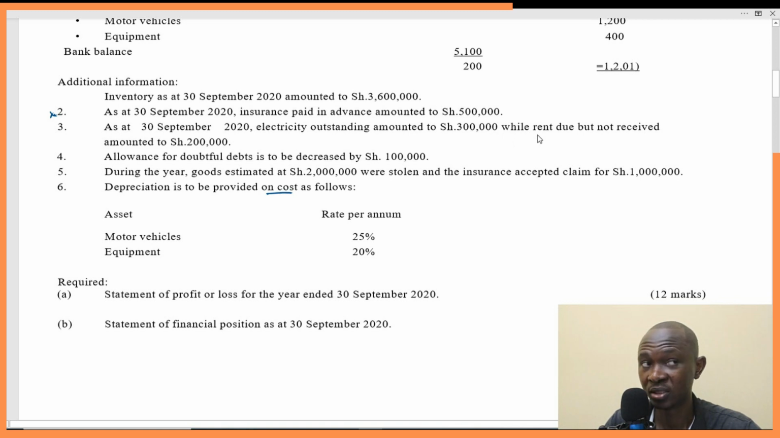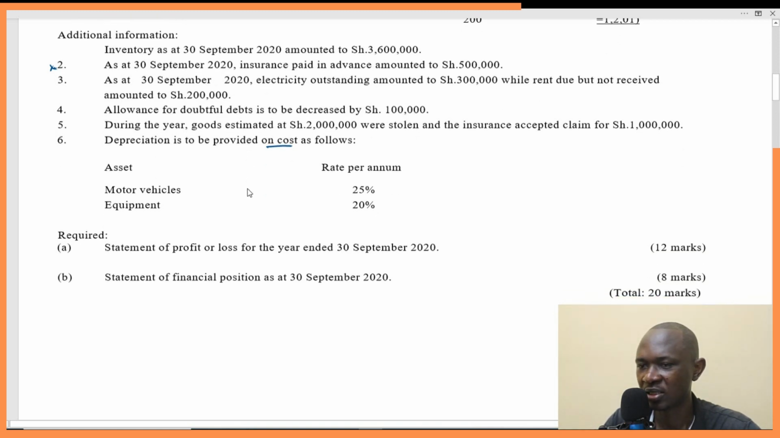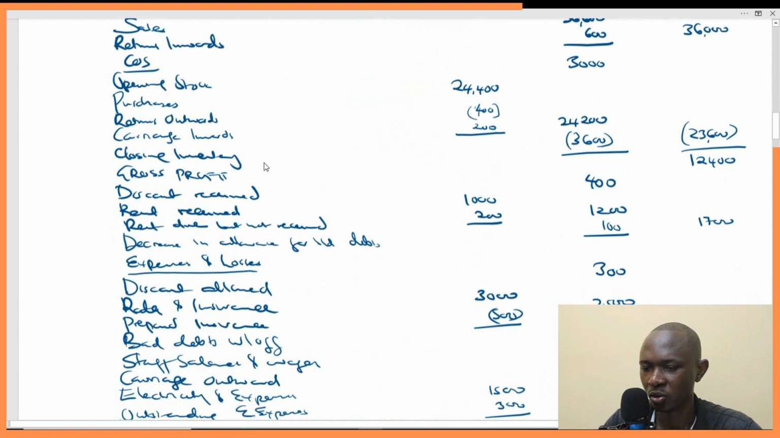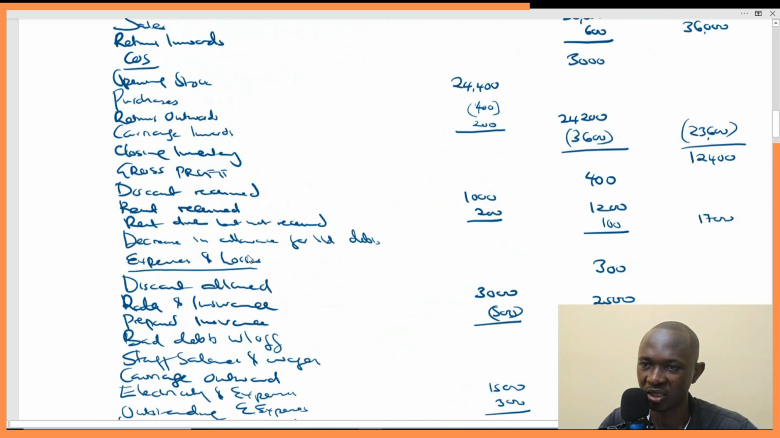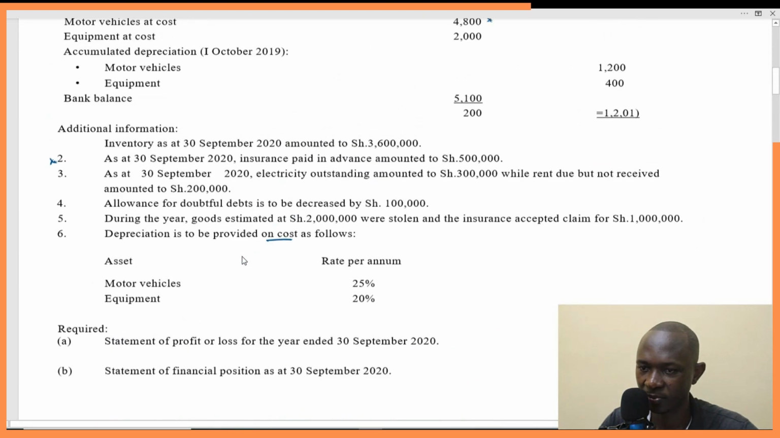Rent due but not received. We are supposed to have received but we've not received. So the other guy is holding it on our behalf, 200. So rent received. This is an asset. Rent due. So this is accrued rent income. Let's just call it rent due. How much? 200. It becomes an asset because we are expecting that money. He's holding our money.